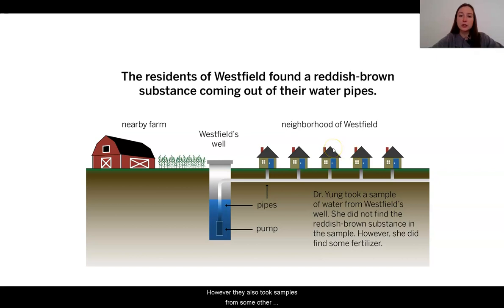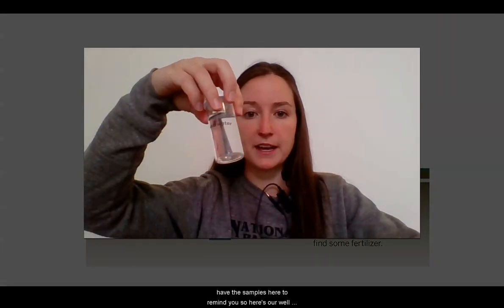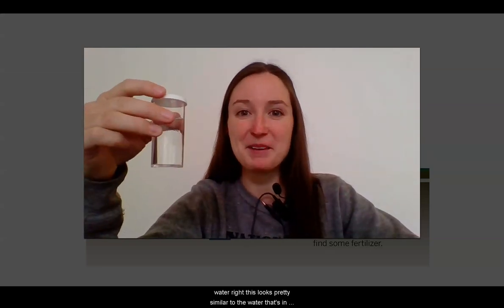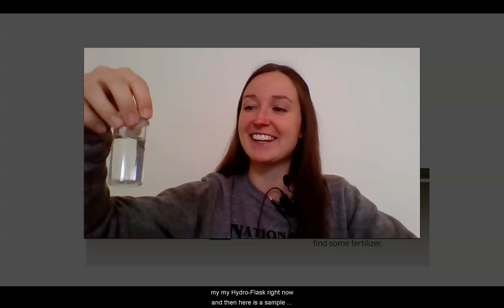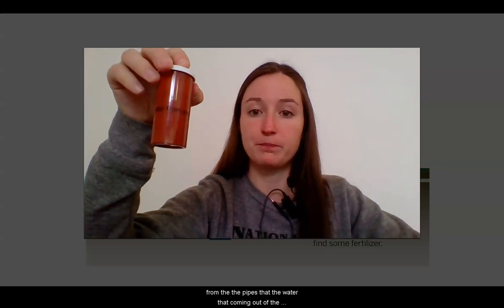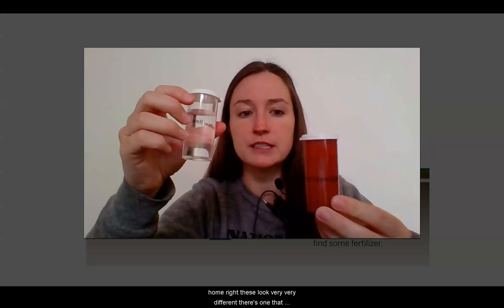However, they also took samples from some other places. This town of Westfield is getting their water from a well. And they took a sample from the well and found that it actually was clear in the well, but brown in the homes. And I have the samples here to remind you. So here's our well water, right? This looks pretty similar to the water that's in my hydro flask right now. And then here is a sample from the pipes, the water that's coming out of the home, right? So these look very, very different.